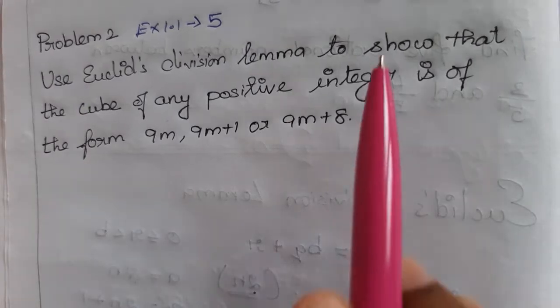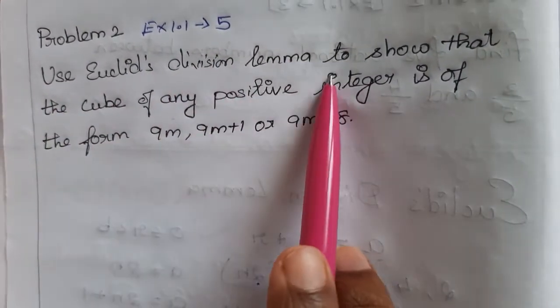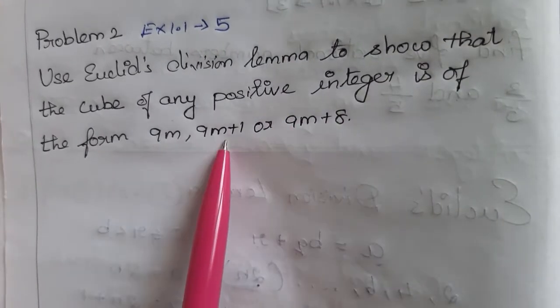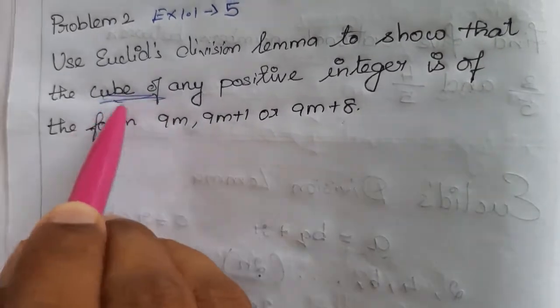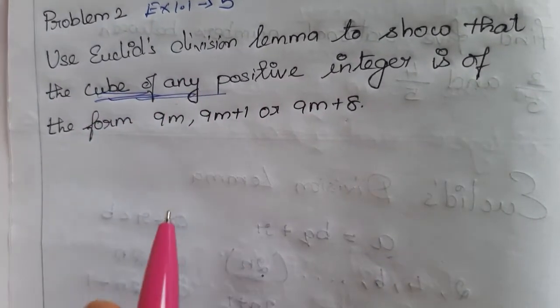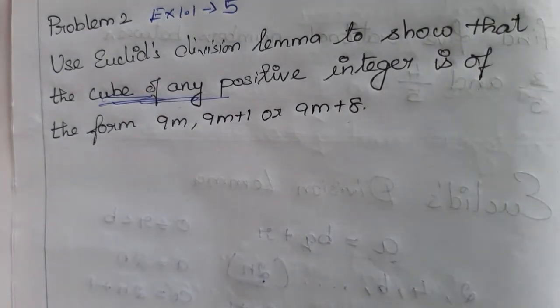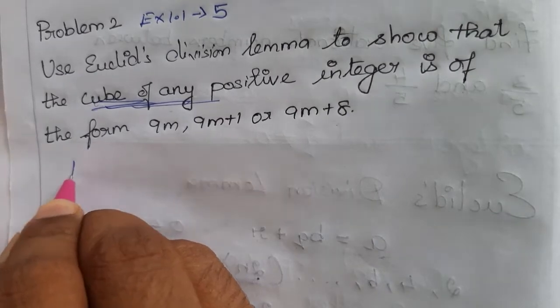So here we go to the next problem. It's exercise 1.1, fifth problem. Use Euclid division lemma to show that the cube of any positive integer is in the form of 9m, 9m plus 1, 9m plus 8. It says the cube of any positive integer; we can't simply take any number, we have to take a cube. They asked to use Euclid division lemma, right? So then what is the a here?